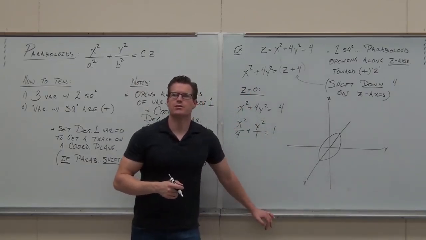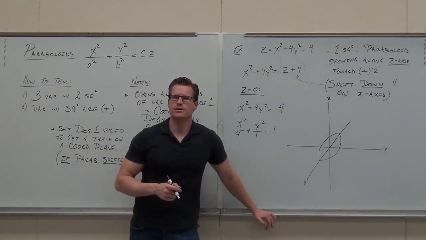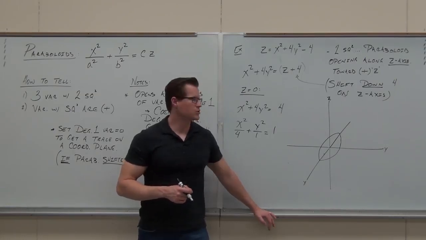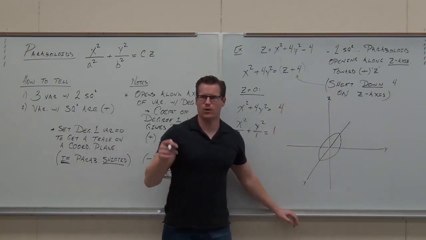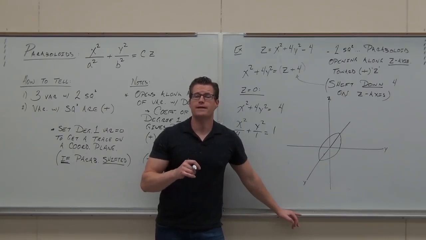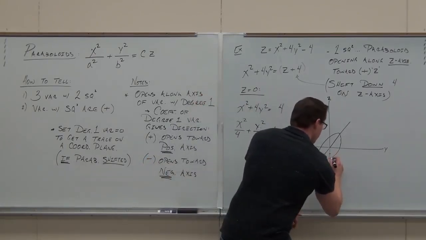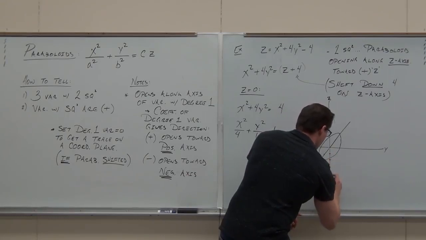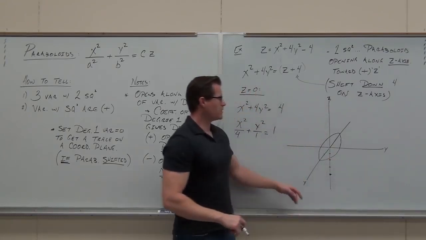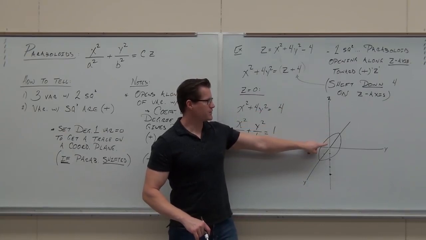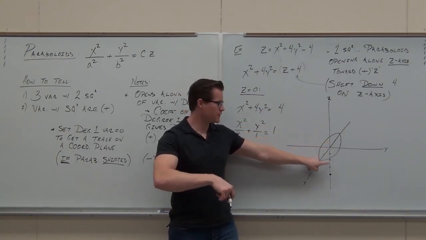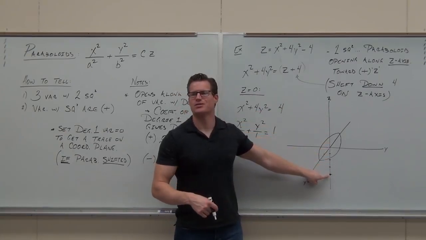Well, we also knew something else. We knew that this paraboloid was shifted down 4 on the z-axis. What that does, that gives you a z-intercept. So I know a couple things about it. I know that along the z-axis, I've shifted down or towards the negative 4 spot. I also know something else. Check this out. This is pretty cool.